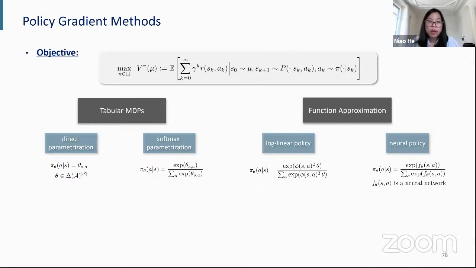The idea is basically once you represent your policies with this parameter theta, you just directly run gradient descent over theta. So you compute the gradient with respect to theta, and then you do gradient ascent here because you try to maximize the value function.